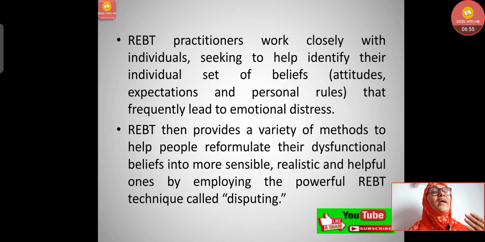Then REBT provides a variety of methods to help people reformulate their dysfunctional beliefs into more sensible, realistic and helpful ones by employing the powerful REBT technique called disputing. So, after identifying the beliefs, they will provide a variety of methods to help those persons reformulate dysfunctional beliefs, and bring in sensible and realistic thinking, so that it will be helpful to employ this powerful REBT technique, which is called disputing.